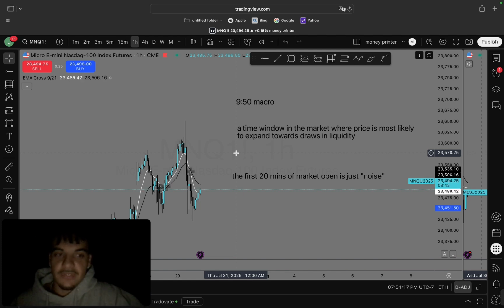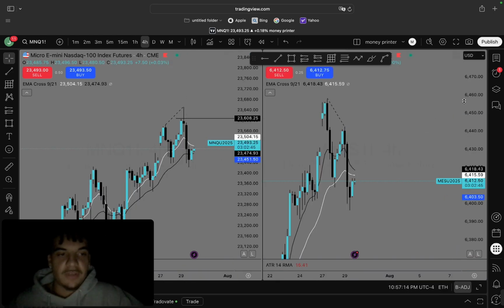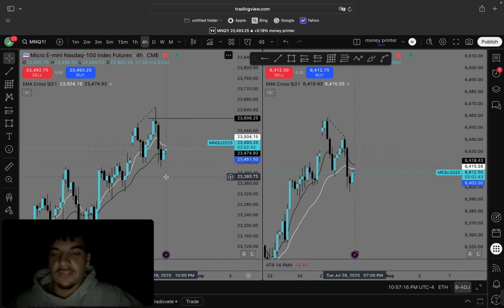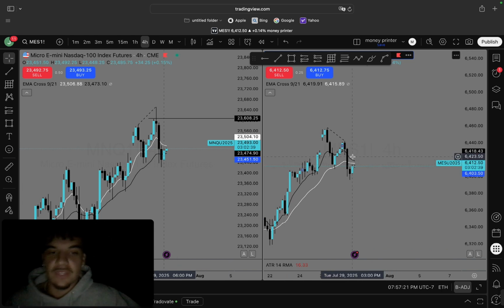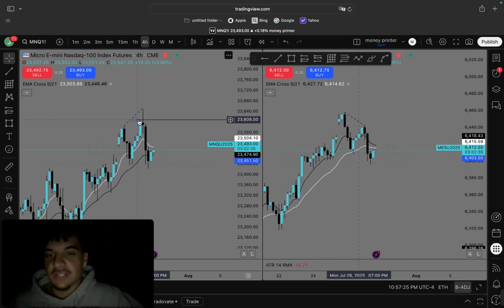So let's get into what this will look like on the charts. Alright guys, so looking at this here, this is going to be our first example. This is a short opportunity that you could take inside of the time frame of 9:50 to 10:10. What I see here is that NQ at market open is taking out an all-time high. This would be an area where I'm looking to short.